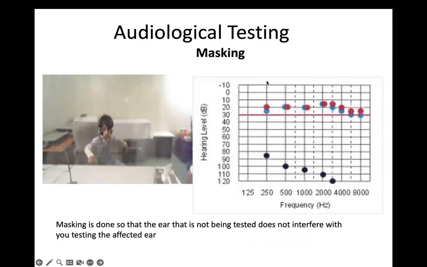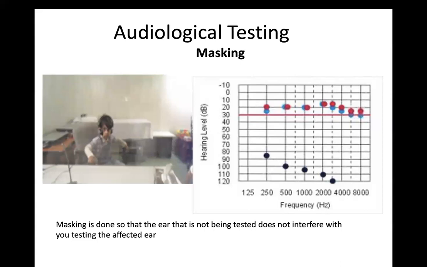So this is a slide to show you something important that they also do while doing audiological testing, which is called masking. It's important that when you're testing one ear, you mask or block the other ear because you don't want the patient to access it.